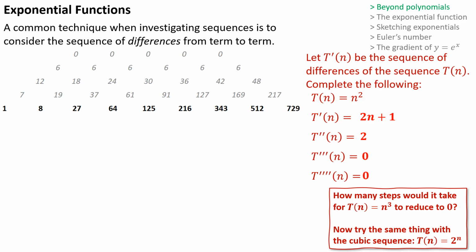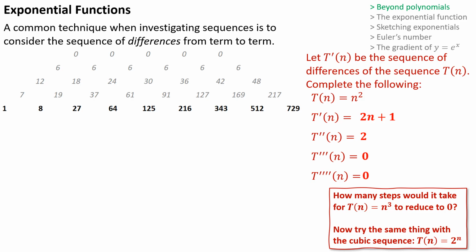But if we look at the sequence of differences, that becomes linear. So a cubic sequence has a quadratic sequence of differences. And then the sequence of differences of that sequence is linear. And then we go one step further, we've got constants and then 0.